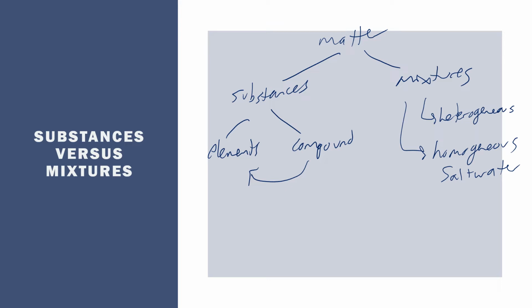So substances are elements and compounds, same composition all the way through. Mixtures have different substances within them, and you can separate the substances within a mixture by using a physical change. So let's talk about some different ways you can separate mixtures. An easy one would just be filtration.